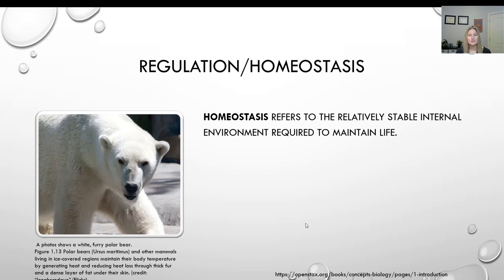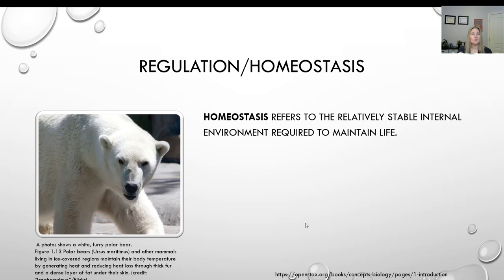Okay, so it will do this by regulating different processes. So for us humans, if I was to step outside into freezing temperature, my body would react, because it wants to maintain a temperature of around 96 or 97 degrees Fahrenheit. So what would my body do? It would start to shiver. And by shivering, it's going to be producing heat to keep my body at a constant temperature, even though it's 32 degrees outside.